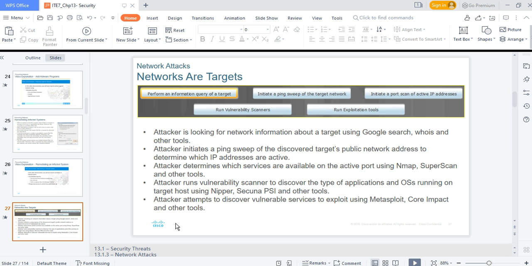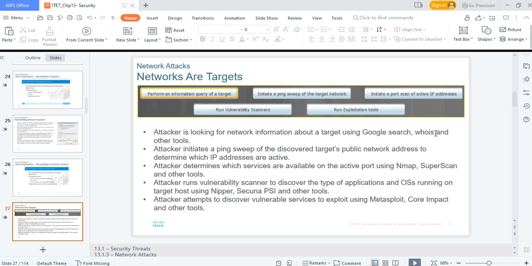Networks. Most of the time, not just our PC, we're going to have some of these PCs on our network, and our network might be attacked. There are several things that an attacker is going to do to understand your network properly. The attacker is looking for network information about a target using Google search, whois, and other tools.